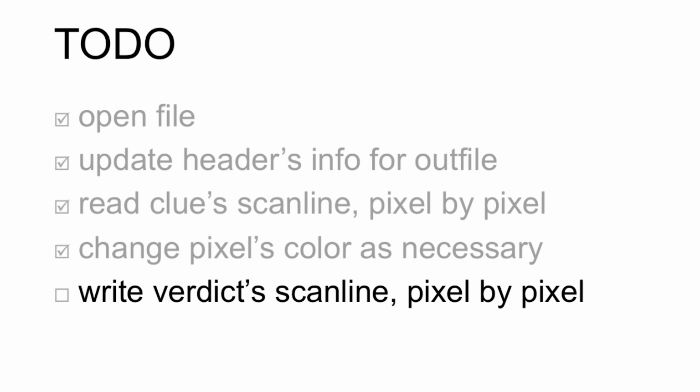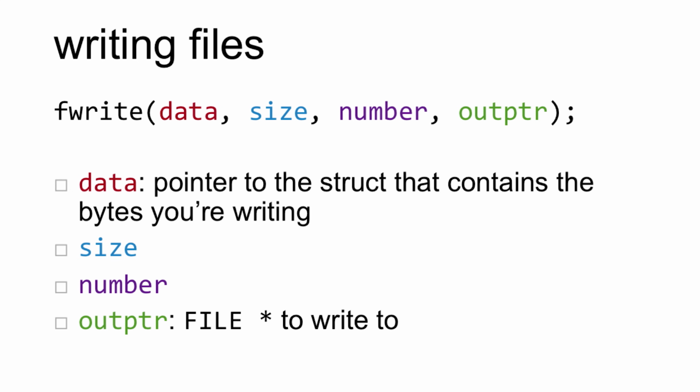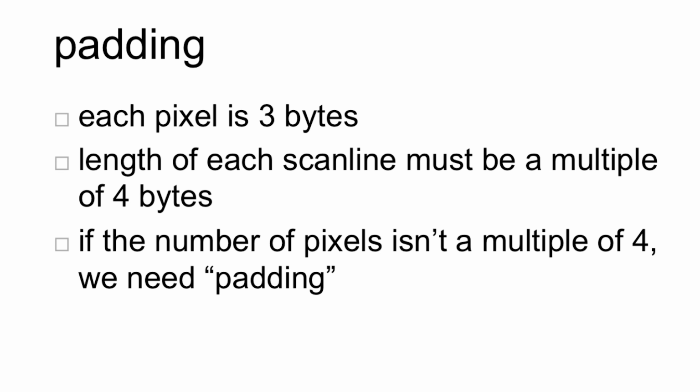So now that we've modified those pixels, let's write those into the verdict outfile scanline. We do this with the fwrite function, where, again, similar to fread, it takes in 4 parameters: the pointer to the struct that contains the bytes that we're writing, the size, the number, and then the out pointer, the file pointer that we're writing to. So again, check out copy.c and see if you can find the section that does this.